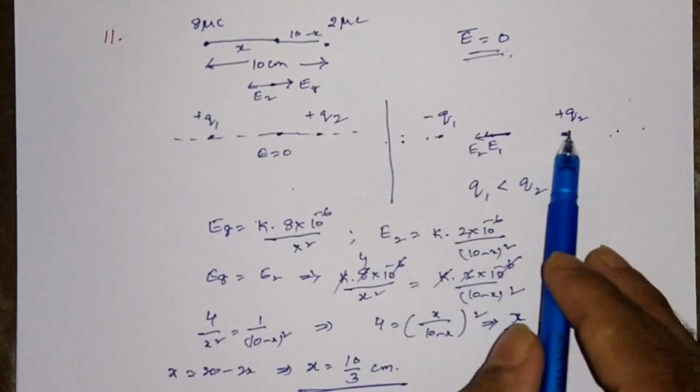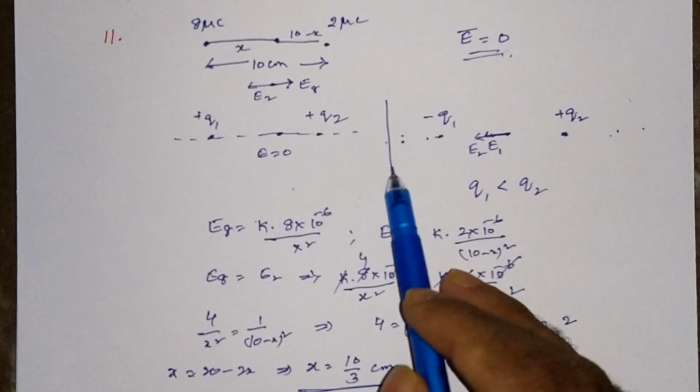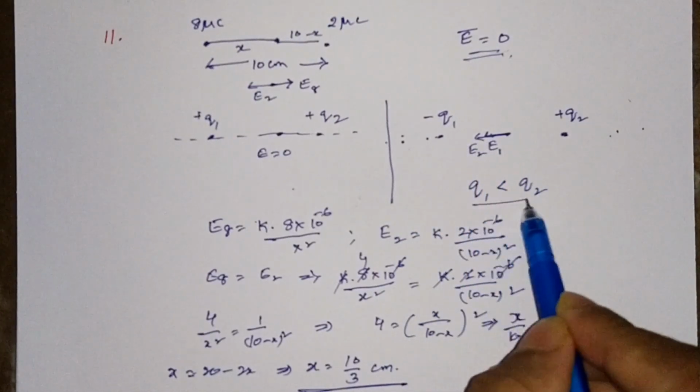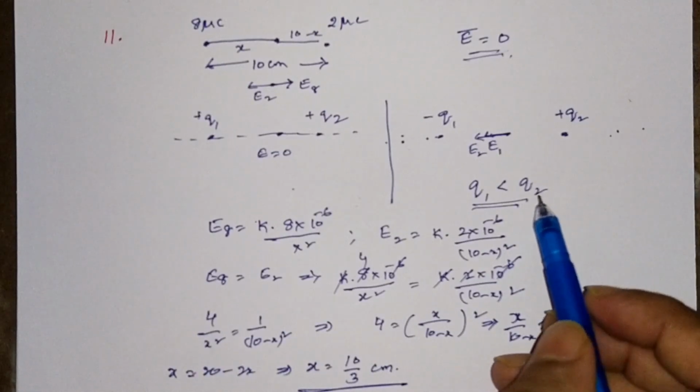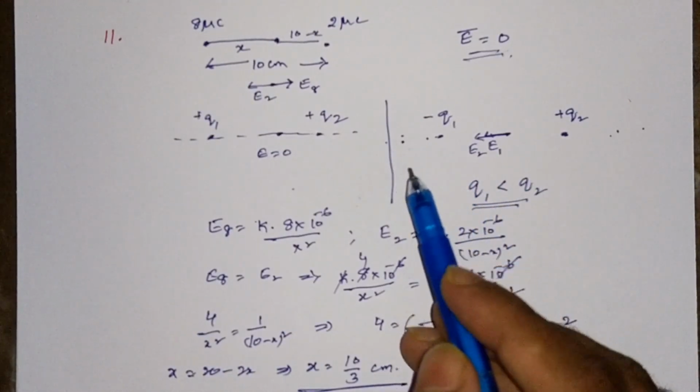In this way one can calculate if both are positive charges. If one is positive and one negative, the point will be outside of that, not in between. So which side you should take depends on this relation, the magnitude of which one is the small charge. From that small charge you move.